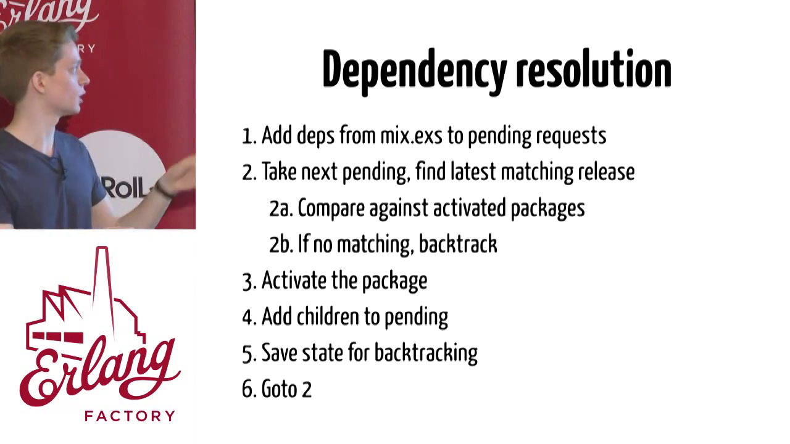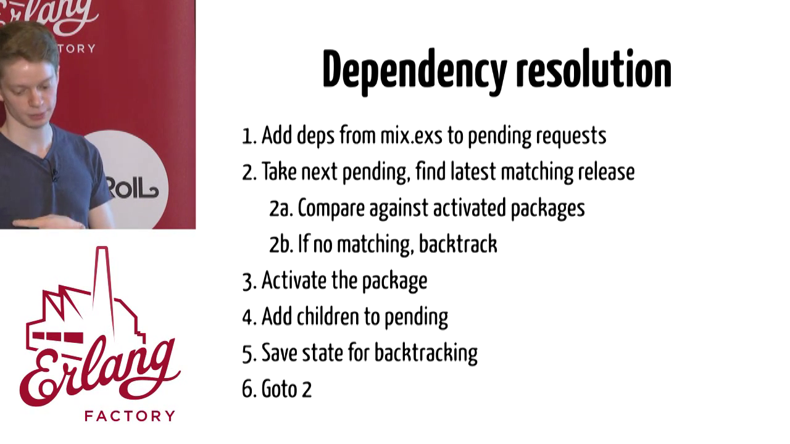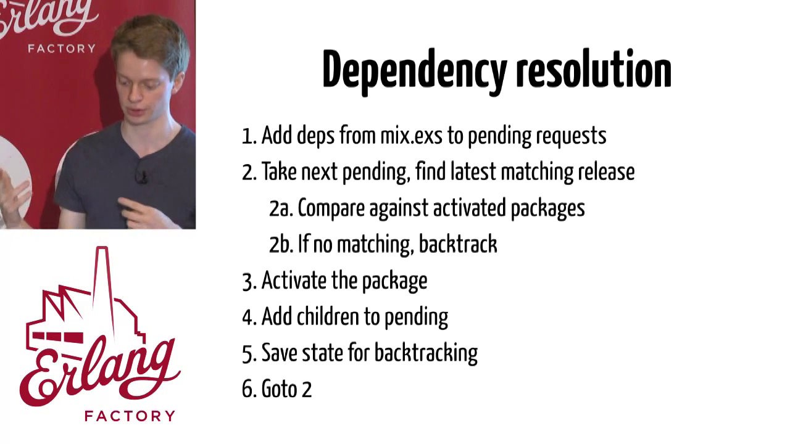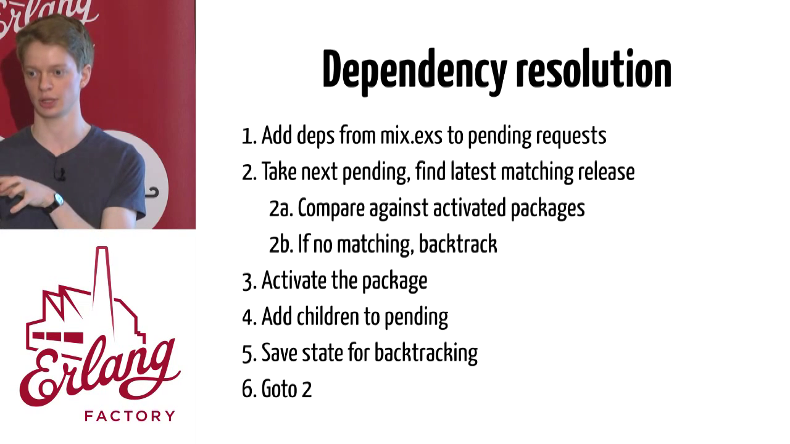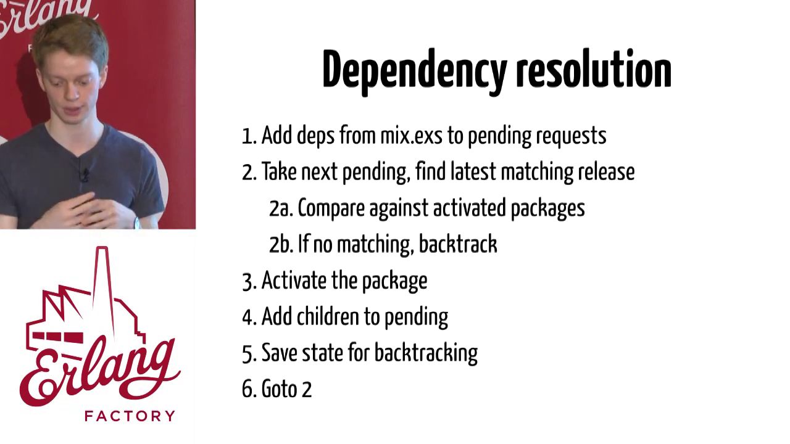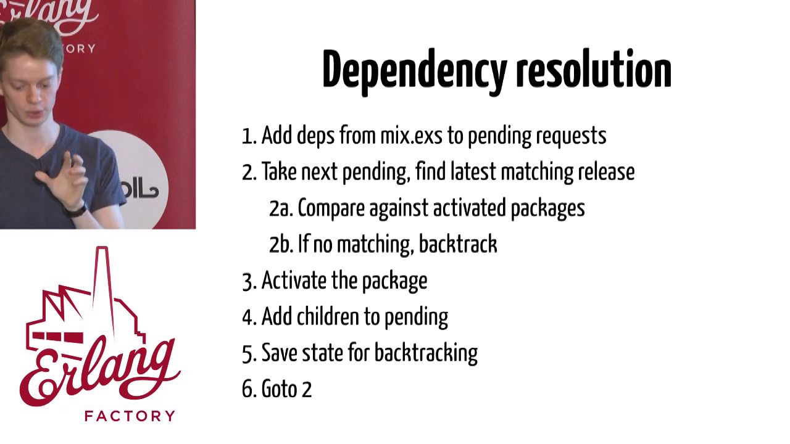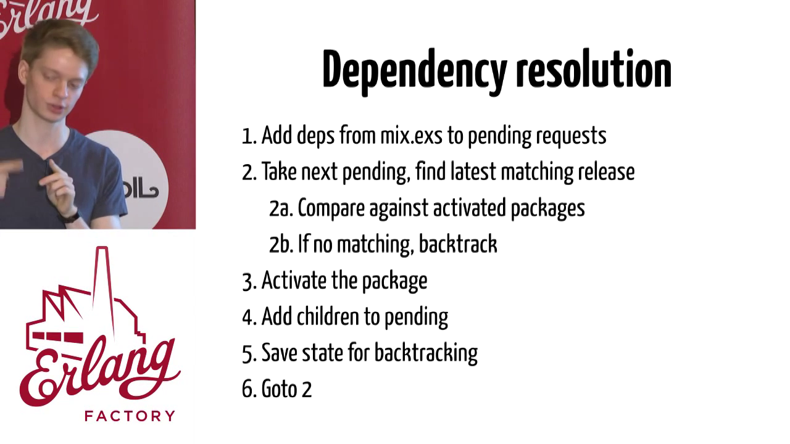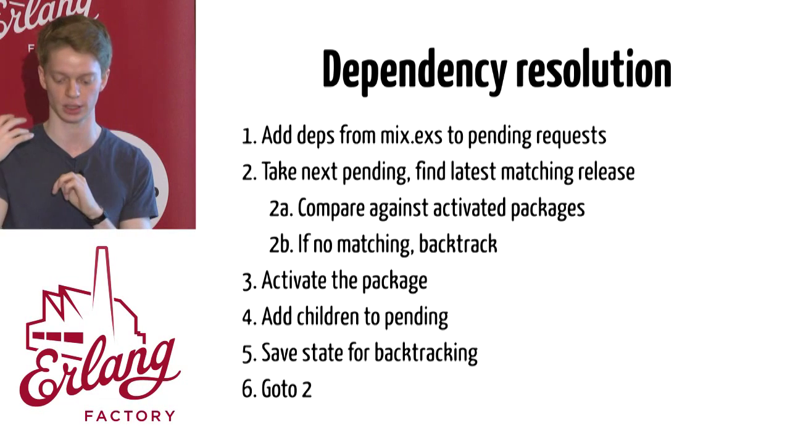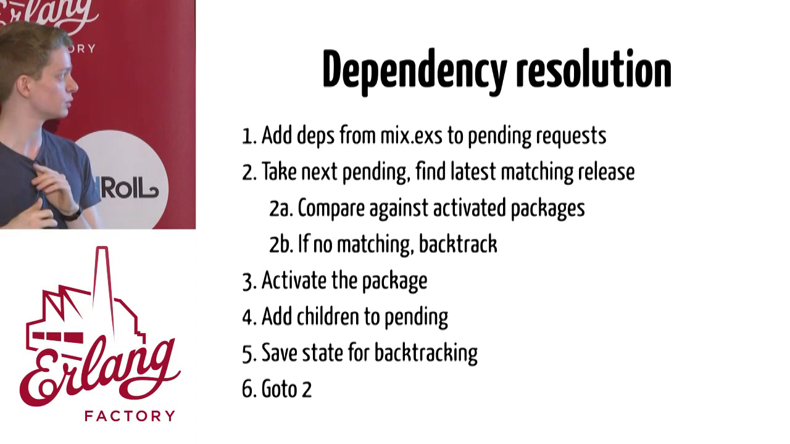So at number one, we start with the packages we got from the converger run. Next step is to take the next pending request, which is the next package that we have yet to process. We find the latest version that we can use. We compare that against all the activated packages' requirements, and we first try the latest version, and then we try all the other versions to see if they match.